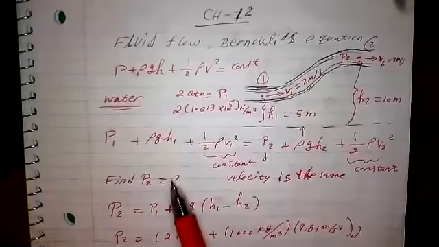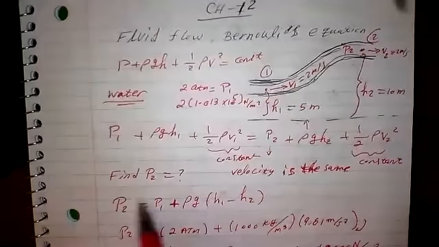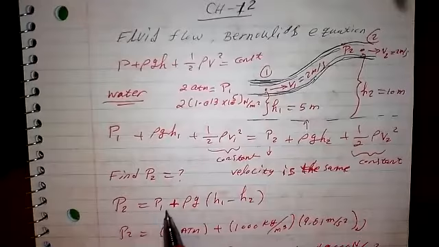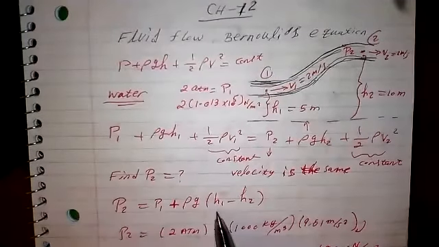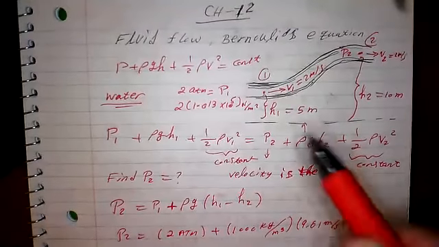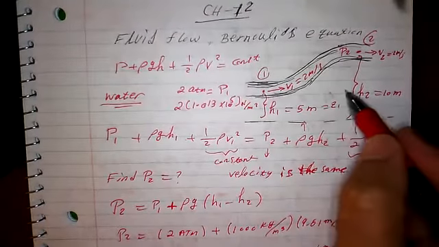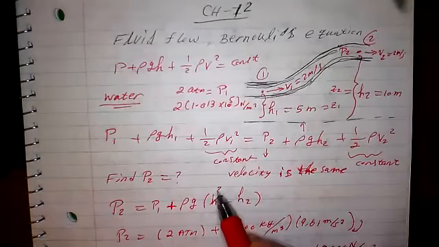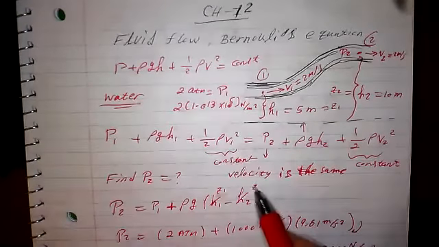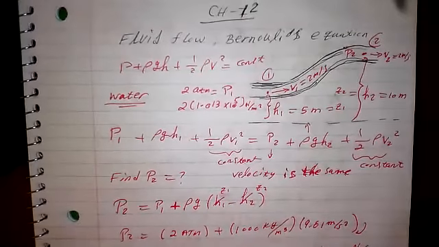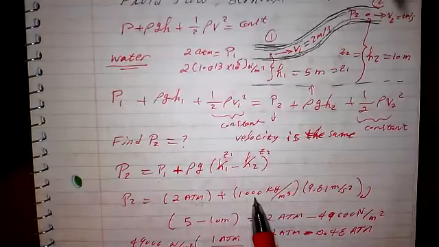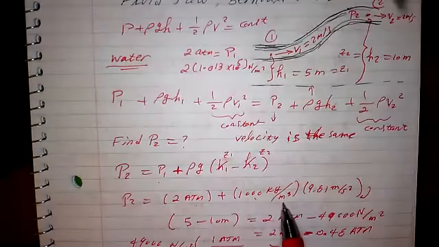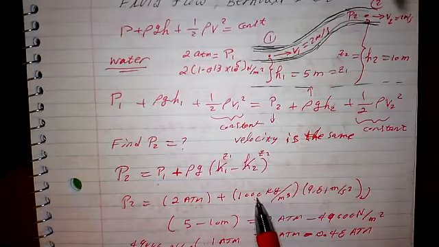Now we want to solve for the exit pressure, which is P2 equals P1 plus rho g times the change in head or elevation. This is not enthalpy, so we can call the elevations Z1 and Z2, so that we don't get confused between enthalpy and elevation. The pressure is 2 atm, and the density of water, we all know, is 1,000 kilograms per cubic meter. Again, the fluid is water.